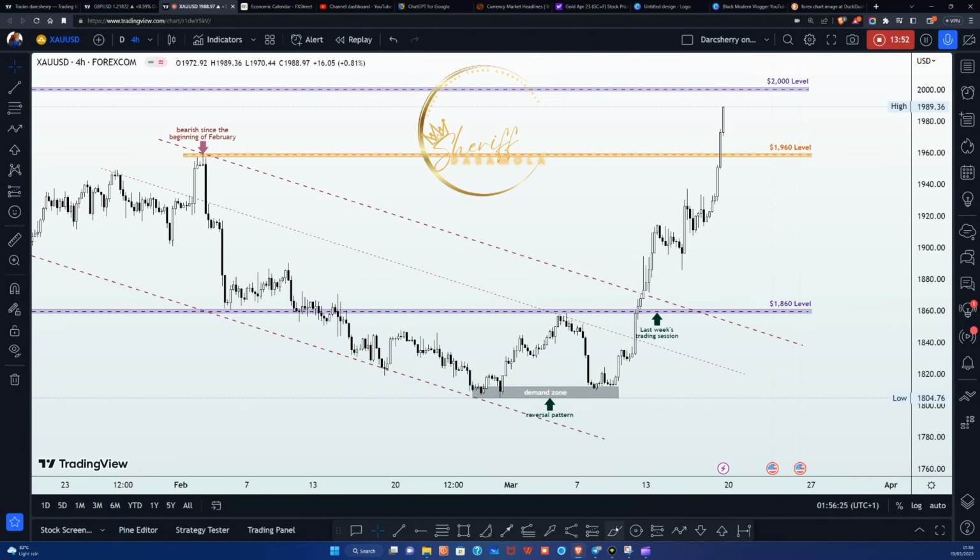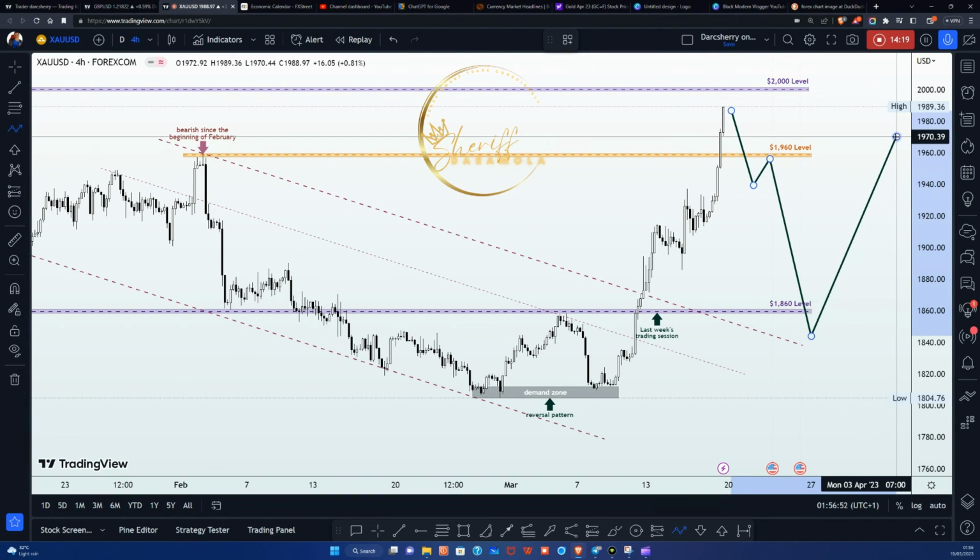Then another thing that we should look at here is you can see that after breaking out of the resistance line of that descending channel here, price is yet to come back and retest that structure. And there is also a tendency, if we start seeing selling pressure resume at the beginning of the week, breaking down the 1960, we might see price action drop back into the resistance line of that descending channel on the 1860 level in anticipation of another wave of bullish momentum.